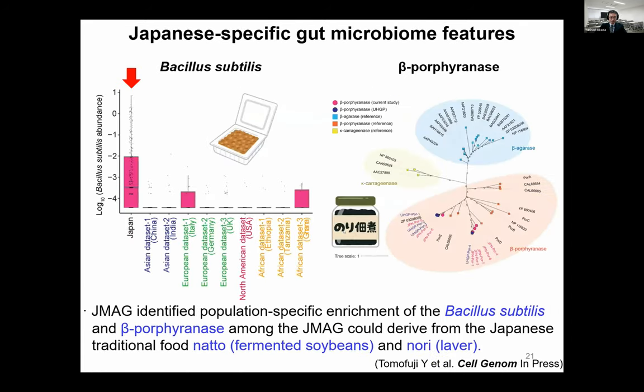Anyway, we found population-specific enriched bacterial subtypes, this is from natto, and genes for beta-porphyranase, this is for nori. So what we eat definitely defines what we are in our gut.